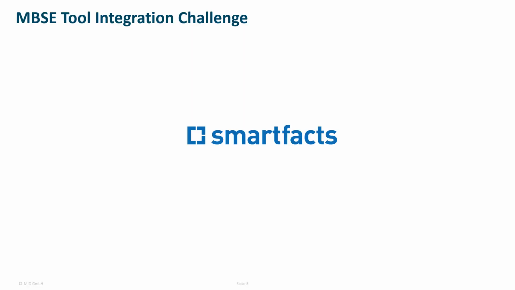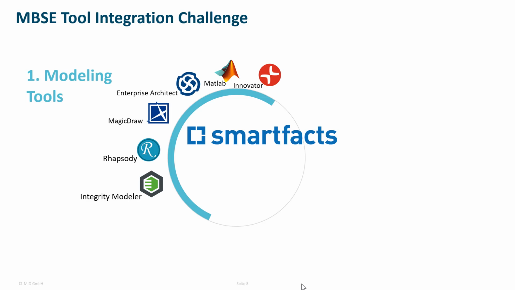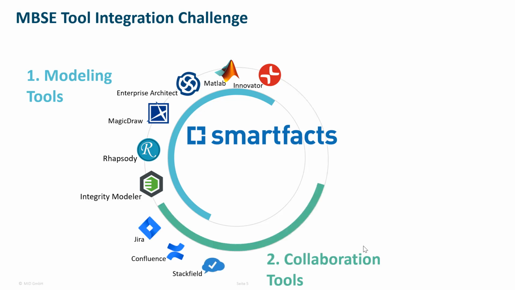My team and I have built a platform called SmartFacts, and that integrates basically three categories of tools. Number one being the classical modeling tools. We know them all: Enterprise Architect, MagicDraw, MATLAB Simulink, Innovator, Rhapsody, Integrity Modeler. Number two being the classical collaboration tools that are really popular right now: Jira, Confluence, Stackfield.